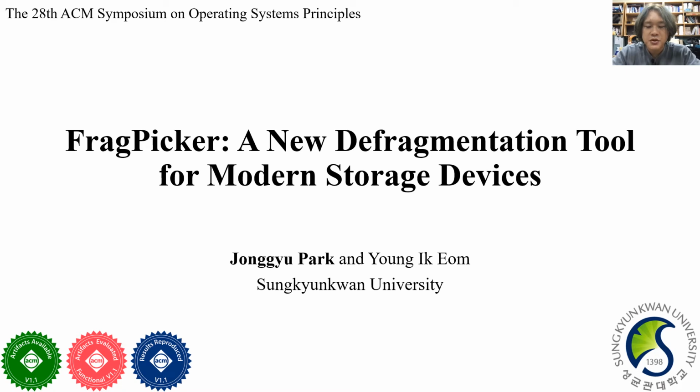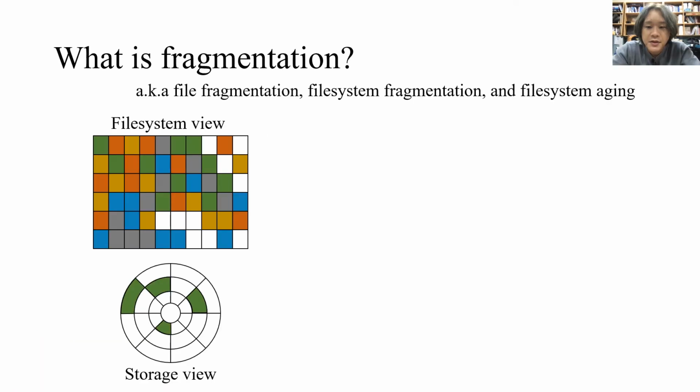I'm from Sungkyunkwan University. Today I'm going to talk about the fragmentation problem on flash and obtain storage devices and a new solution to address the problem. Fragmentation is a phenomenon where file blocks are scattered across multiple non-contiguous areas. It is commonly called file fragmentation, file system fragmentation, and file system aging.